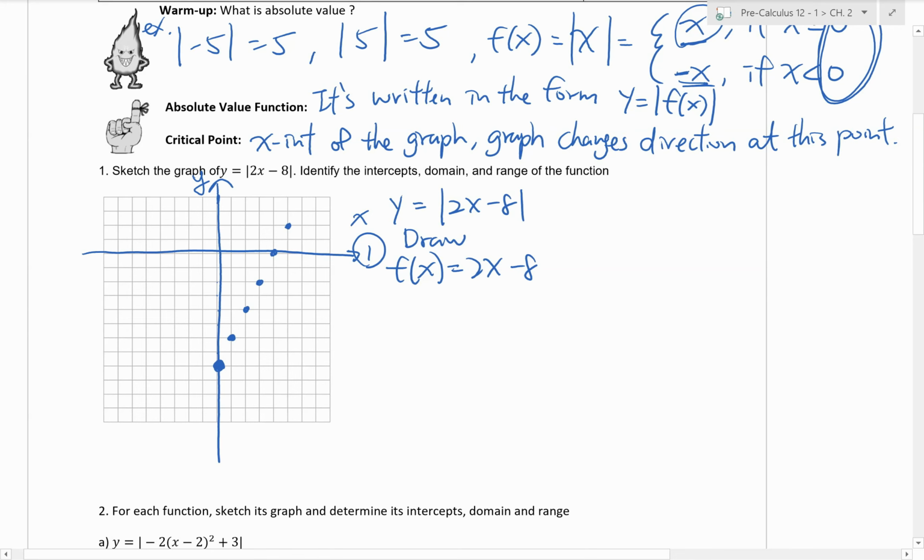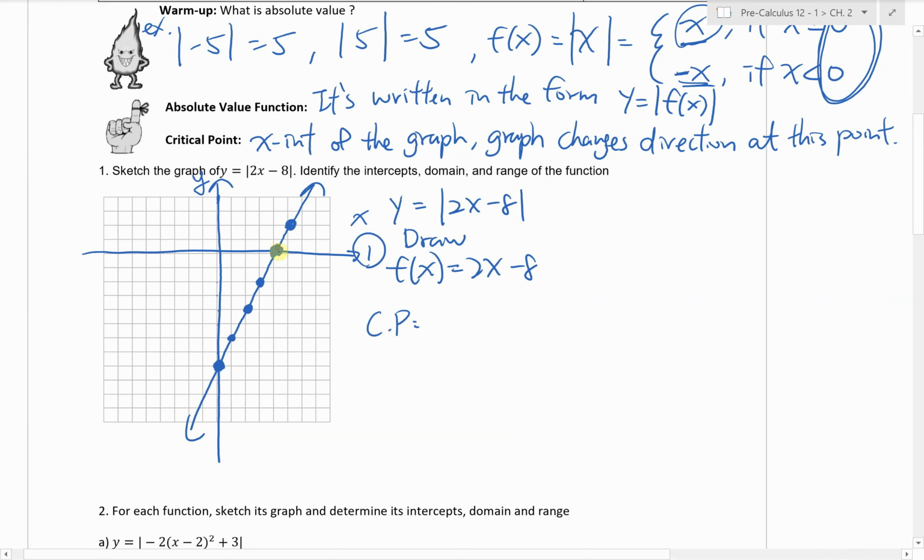Okay, and then normally I would bring a ruler. It's not an easy thing to do on the screen, so I'm just going to freehand it. There we go. So there is my y equals, or f of x equals 2x minus 8. Okay, so there is my f of x. However, the question was not about f of x. It was about the absolute value of f of x. So we can find a critical point. Critical point, remember, is the x-intercept of the graph f of x.